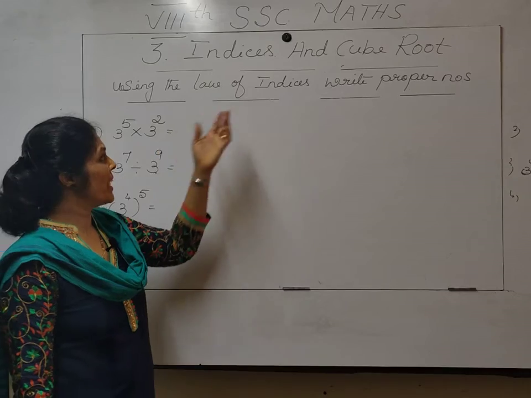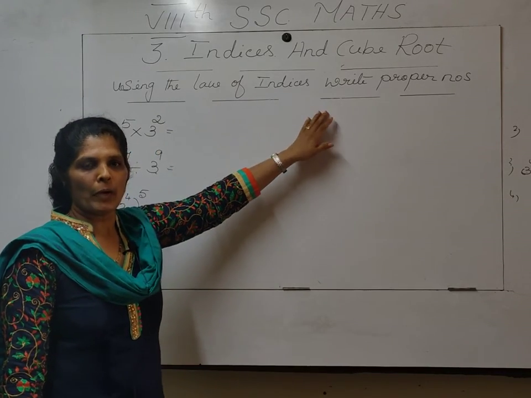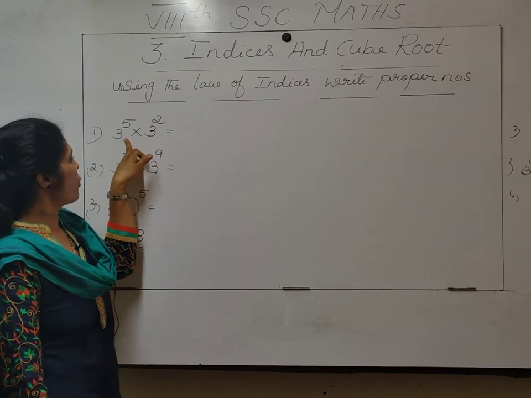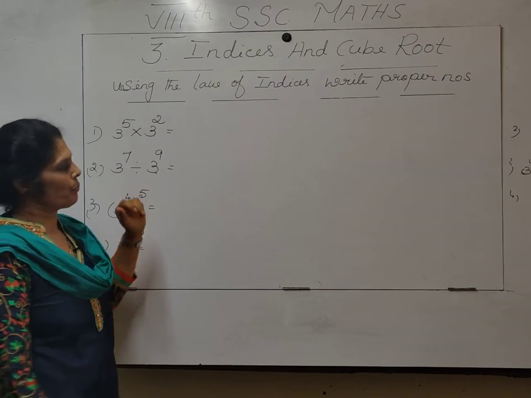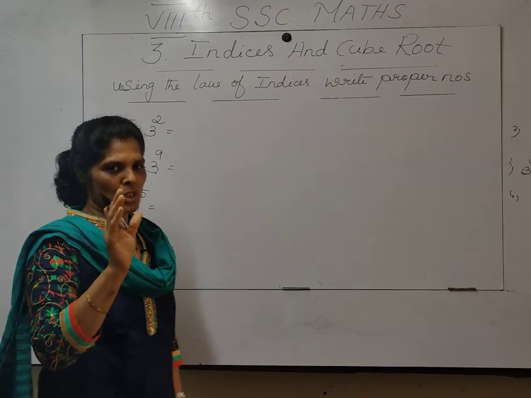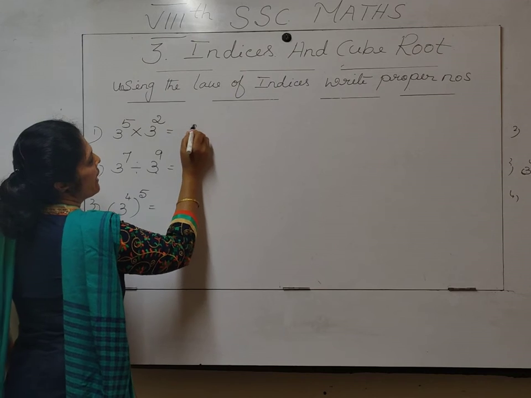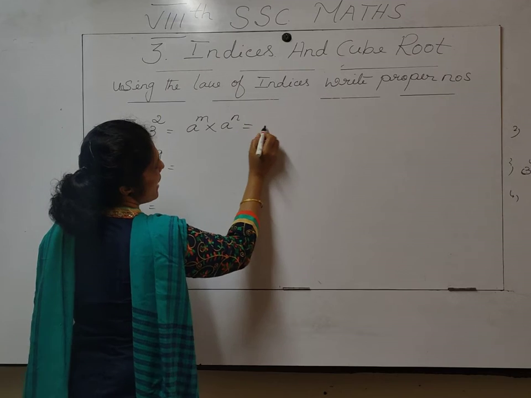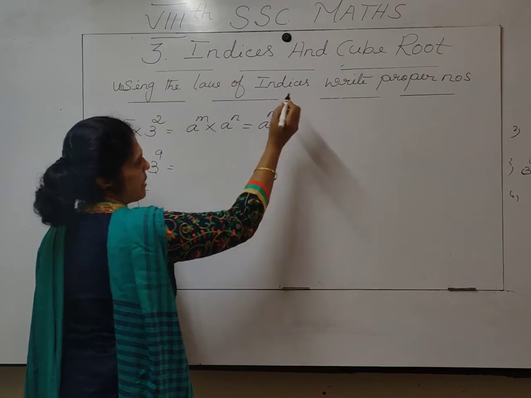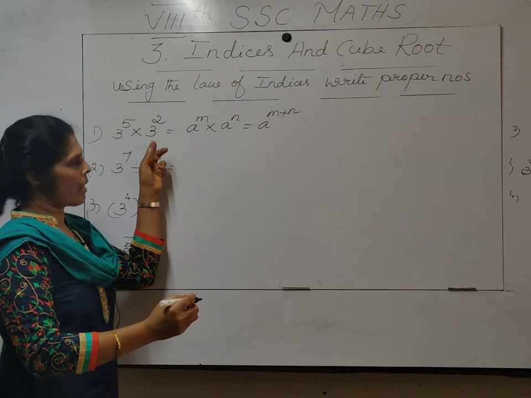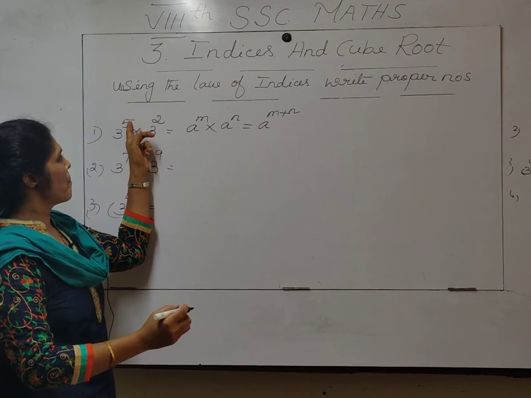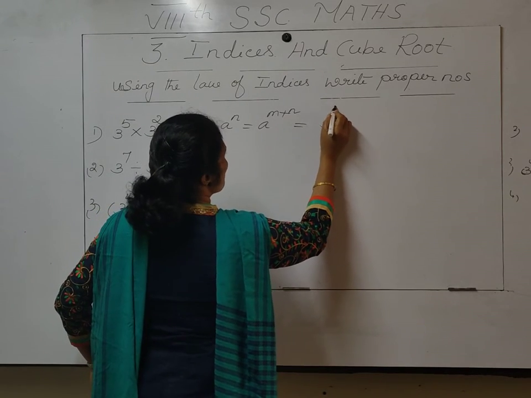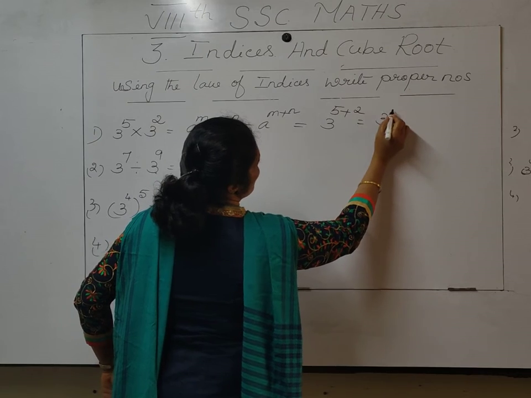Based on some laws of indices, we'll do some problems. Now see here, first question, 3 to the power 5 into 3 to the power 2. According to your laws, first law, what does it say? a to the power m into a to the power n, right? उसका आंसर क्या है? a to the power m plus n. Same base, our base is 3, and m is 5, n is 2. According to this law, 5 plus 2, that is 3 to the power 7.